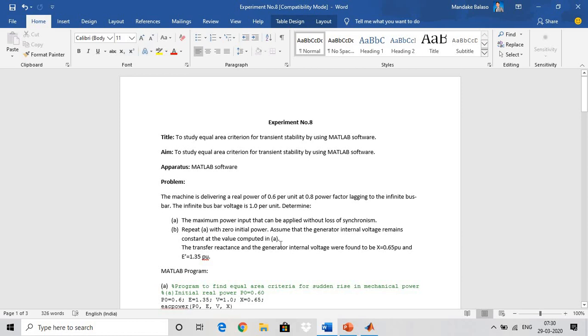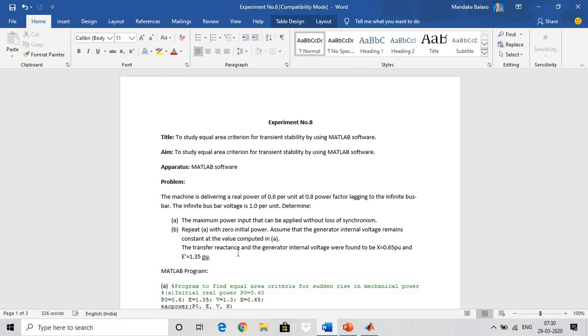What other information is given? The transfer reactance and generator internal voltage are found to be X equal to 0.65 per unit, that is, the transfer reactance is 0.65 per unit and E dash is 1.35 per unit. That means in this experiment we have to plot the equal area criteria graph for the two cases, and then discuss the result.